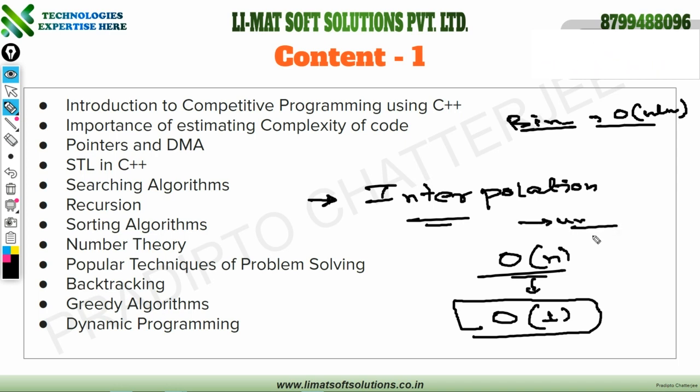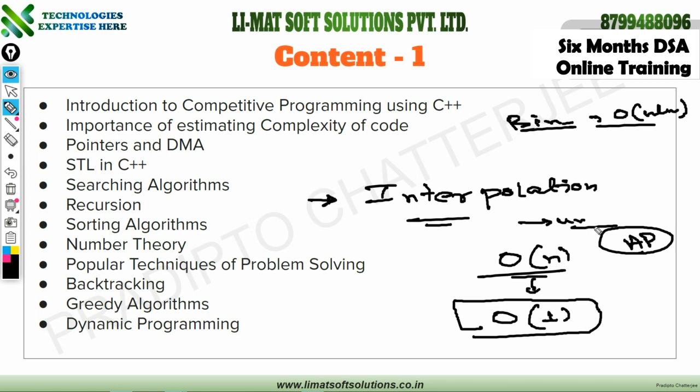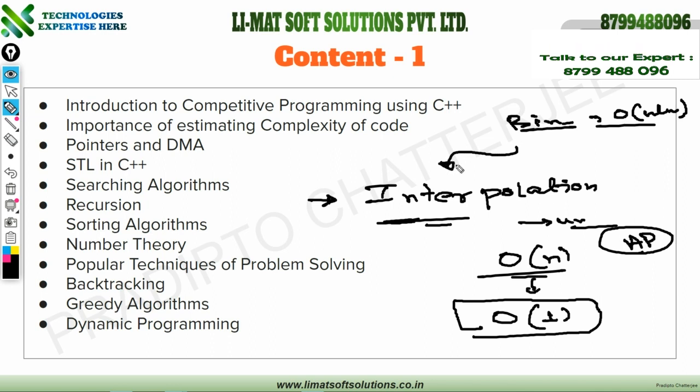Whenever it is uniformly distributed, like an AP, I guess you know about the AP, right? AP and this kind of sequence where we have uniformity, the numbers are uniformly distributed. What I'm trying to say by uniformly distributed is basically when the difference between two numbers is uniform or almost the same. So when the numbers are uniformly distributed, we can implement interpolation search, which is based on binary search, but is much more efficient.